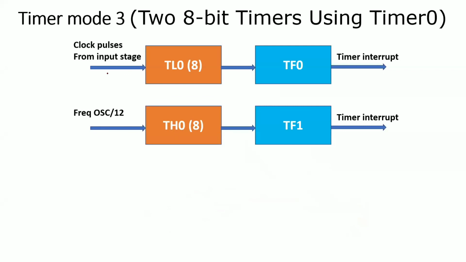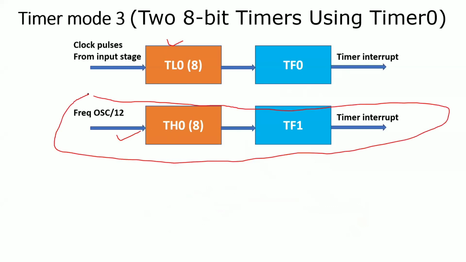Another thing you need to note is that these are two independent timers. That means this one can act as both counter and timer. But this entire block will act as only a timer, not a counter. That's why there is only frequency. If you look at this point, clock pulses from the input stage can be internal clock pulses or external clock pulses. Internal clock pulses means frequency, external clock pulses means counter. That means the upper block works as a counter or timer. But the lower block will act as only a timer, because we are using only frequency and not giving external clock pulses.